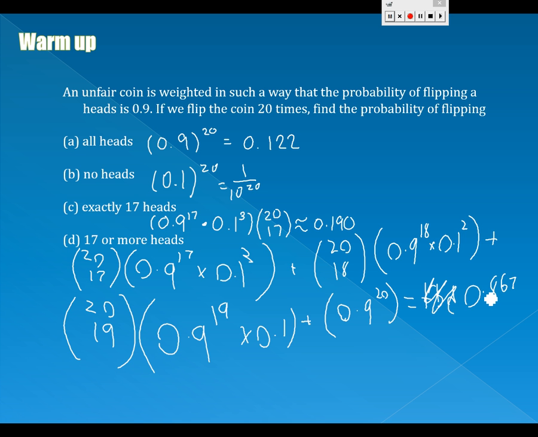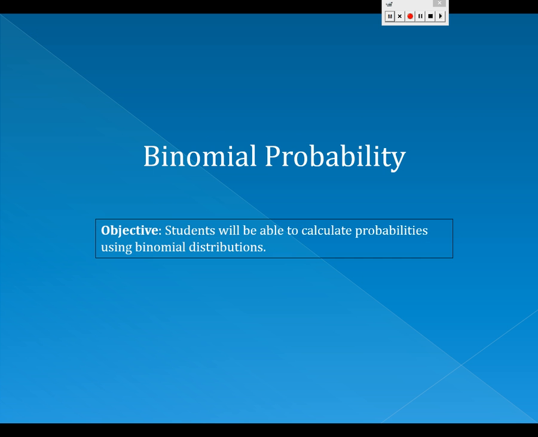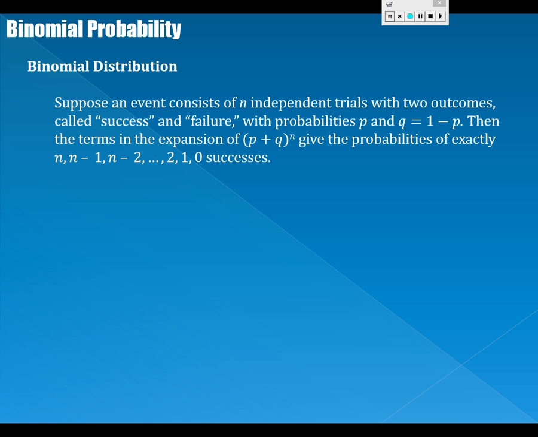0.9 to the 17th, 0.1 to the third, plus 20 choose 18 times something to the 18th times something to the second. Does this feel familiar? It does feel familiar. It feels a lot like expanding a binomial, doesn't it? And it should. That's why this is called binomial probability. So this should make sense.